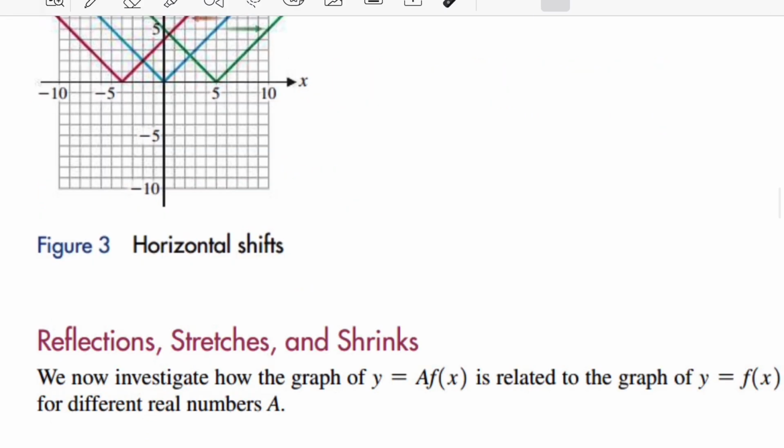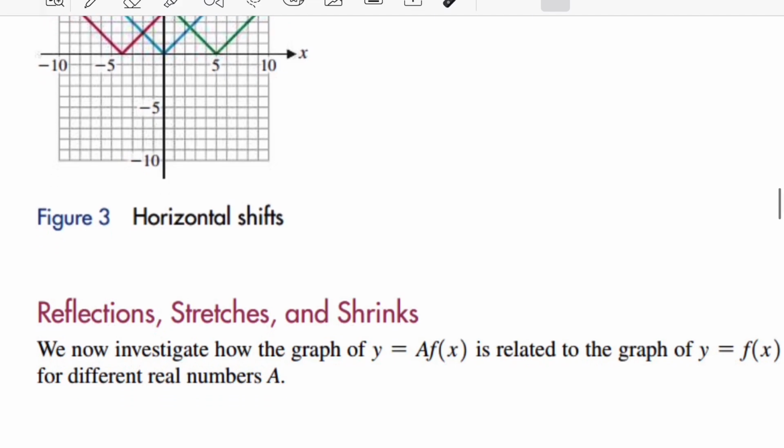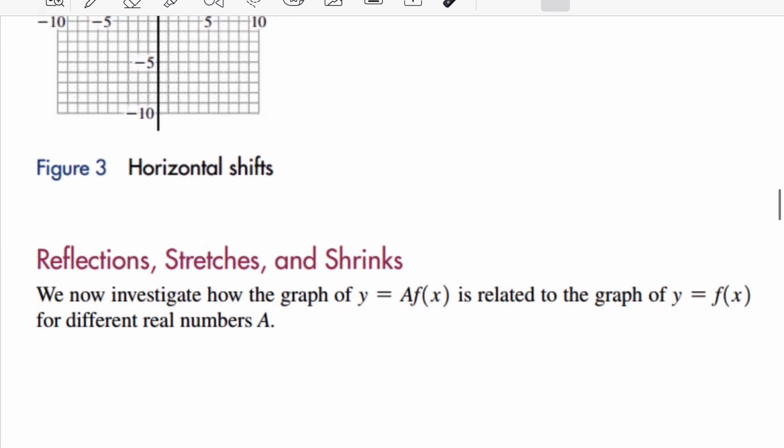The next transformation we're going to look at are reflections, stretches, and shrinks. So we want to see how the graph of y is equal to a times f of x is going to be related to the graph of f of x.